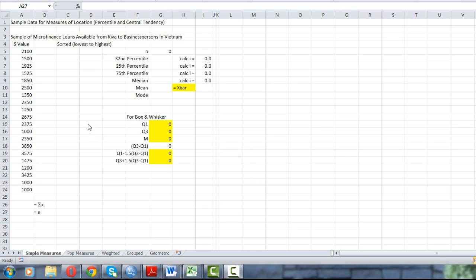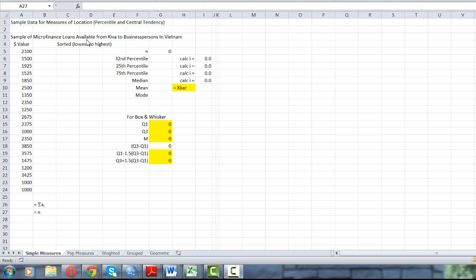So in this video, we will calculate various measures of location. That includes percentiles and different measures of central tendency: the mean, median, mode, and different types of means, the weighted mean, group mean, and geometric mean. So let's just start with this sample data here.